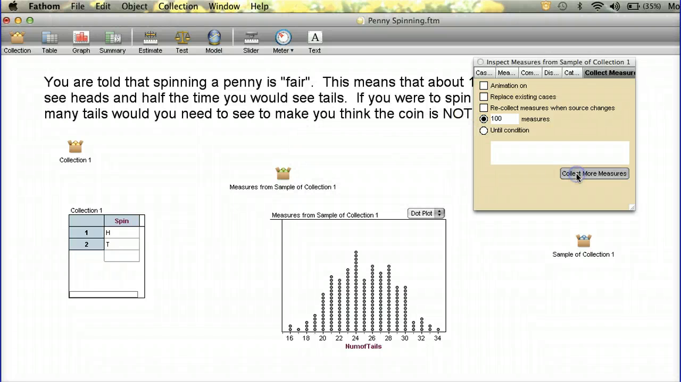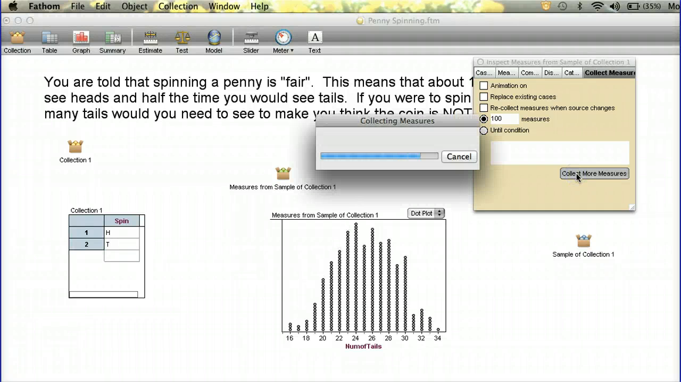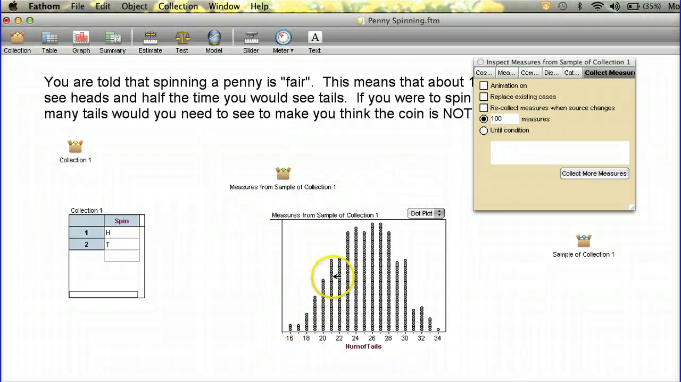Now we've got 200 spins, 300 spins, 400 spins, 500 spins, and now this distribution of the number of tails is starting to look slightly resemblant of the normal distribution. Approximately normal, bell-shaped, symmetric.